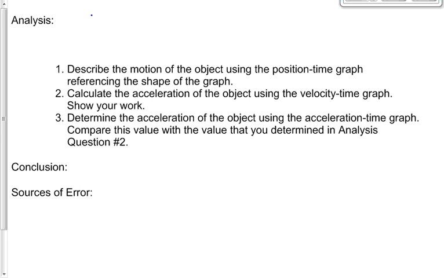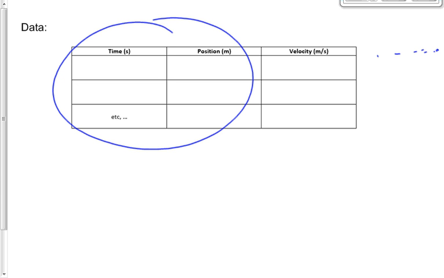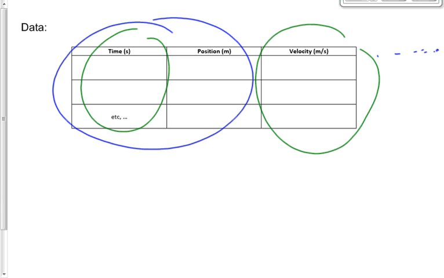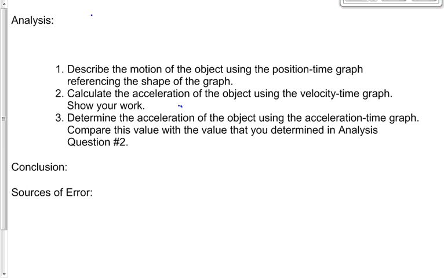The second one says calculate the acceleration of the object using the velocity time graph. So the second graph you're going to plot is the third column and the first column. Velocity versus time. And of course, you're going to use Google Sheets to calculate the slope of that graph for you, which is going to tell you what the acceleration is. You don't need to show your work for this. You need to just state the acceleration.